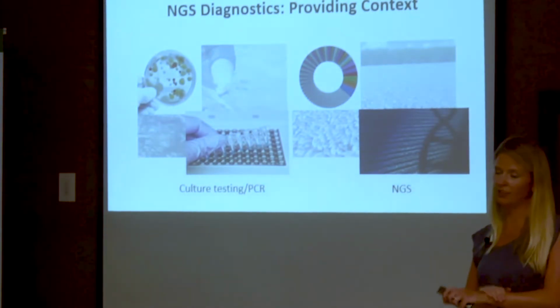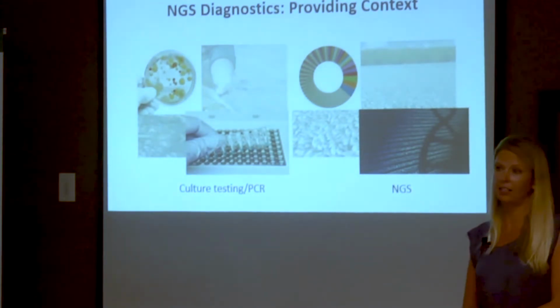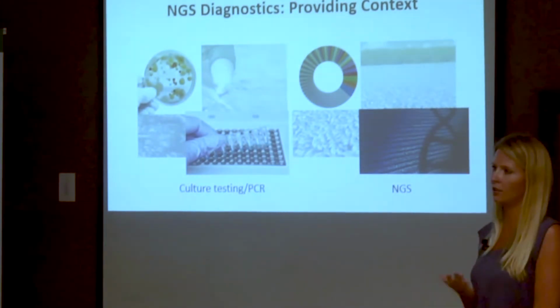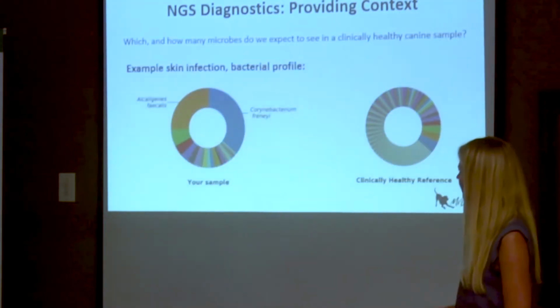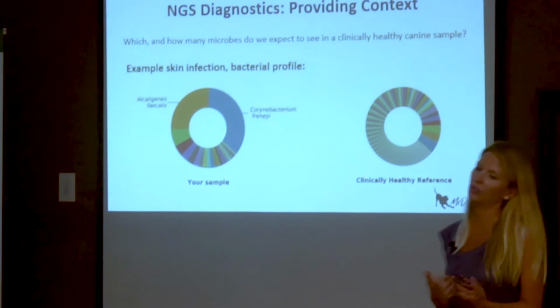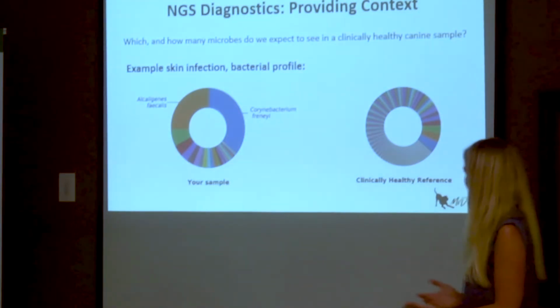Even on clinically healthy dog skin, we find about 250 different species. That's a lot. And that doesn't mean this dog is infected at all. That is just the normal healthy flora. And that's where it comes in to see what a clinically healthy dog looks like. How do we put this into perspective?